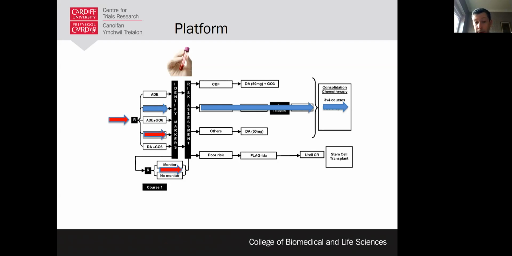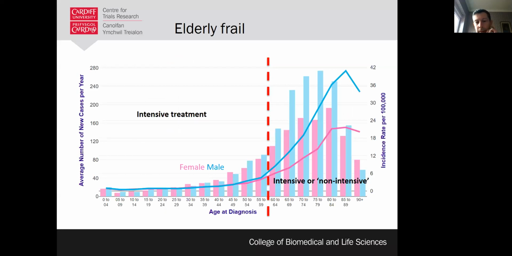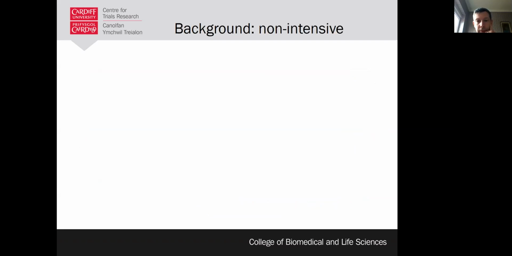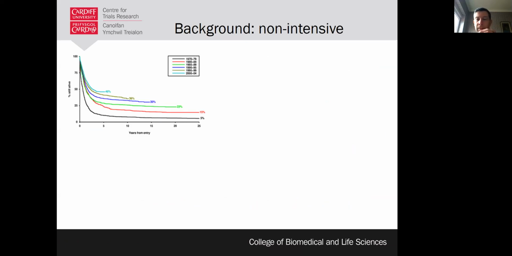And that's important because all of the data needs to reflect the real healthcare setting. If we just open this in large teaching hospitals, it might give us a slightly different answer to our question. So that's how we've approached the intensive treatment pathway. In patients where frail elderly patients who receive non-intensive treatment, it's a slightly different background.